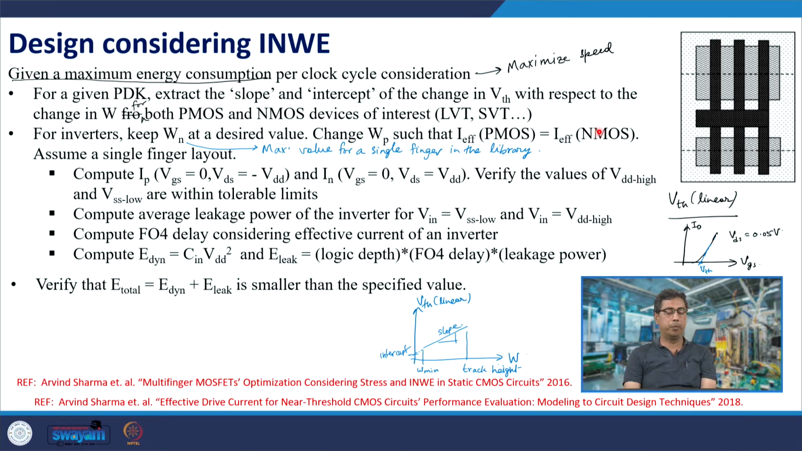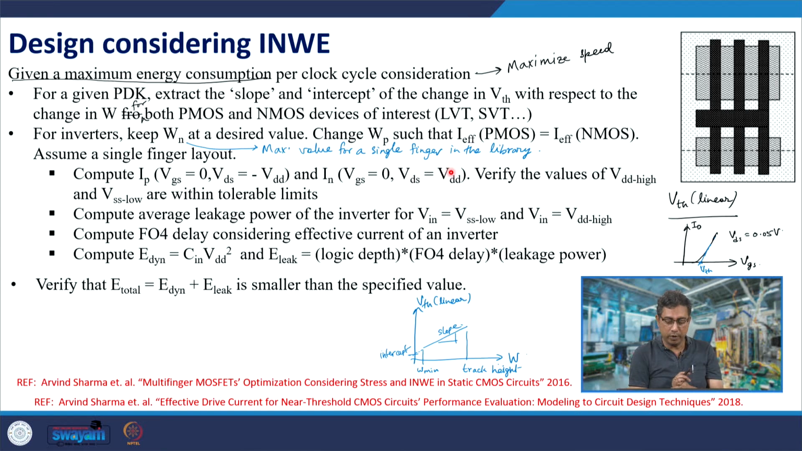Now, that is the P MOSFET finger width that you have chosen for the single finger layout. So, here you have 3 fingers, but you are doing this for a single finger case. Then you compute the P MOSFET off current, because its VGS is 0 and VDS is minus VDD, and the N MOSFET off current.